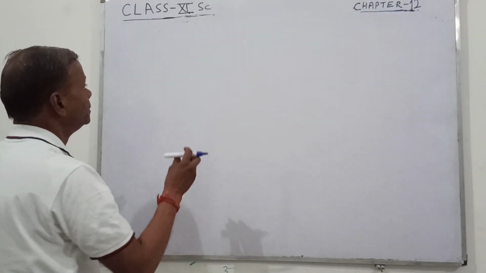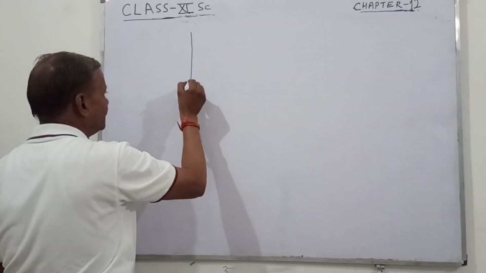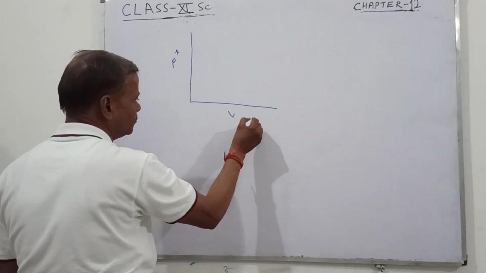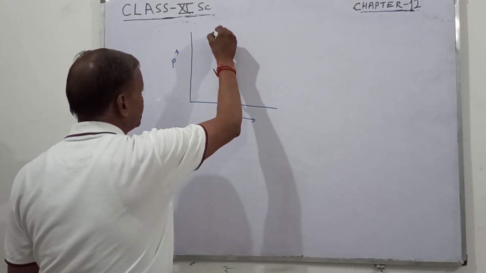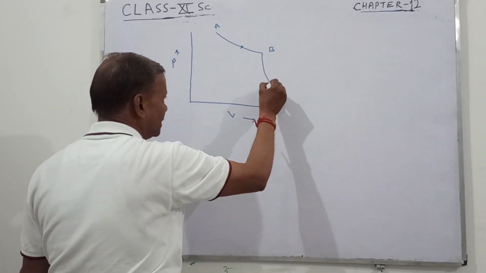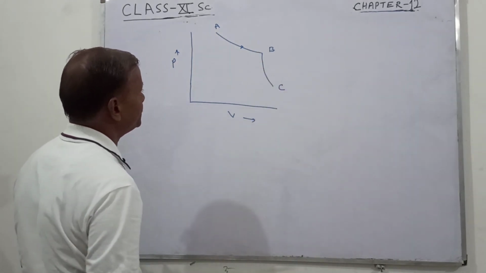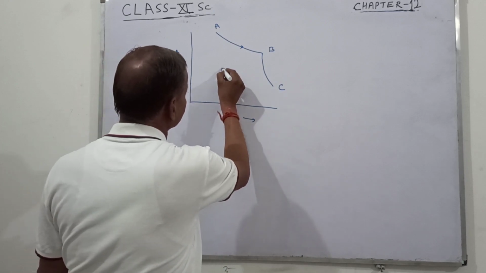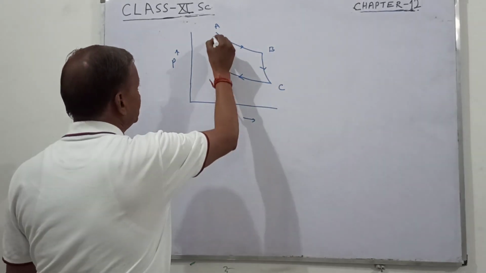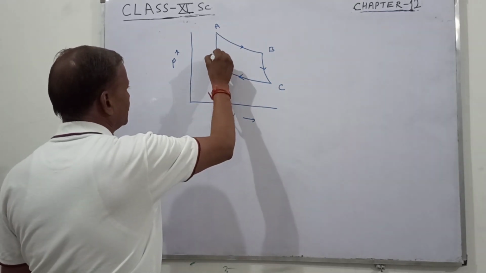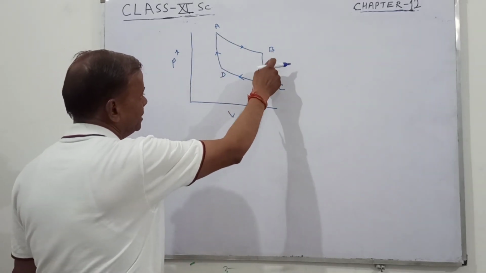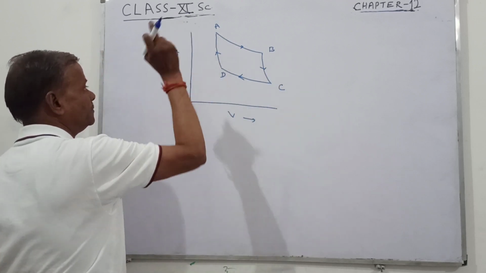Initially we have the PV diagram. Here we take the pressure, here we take the volume, and this starts from here like this, A to B, then like this, B to C. This is more steeper, and then C to D, and then this is the point D. So AB isothermal expansion, adiabatic expansion, isothermal compression, and adiabatic compression.